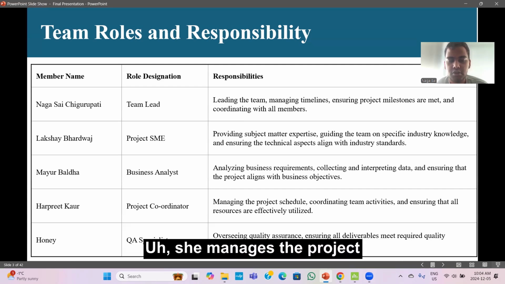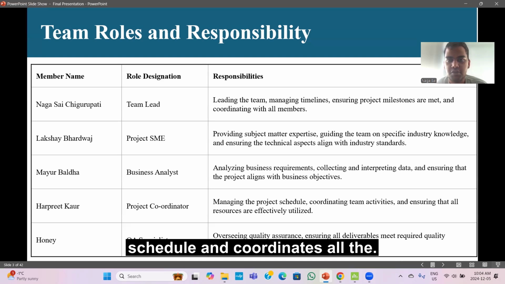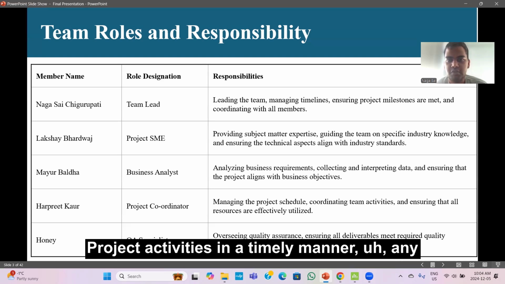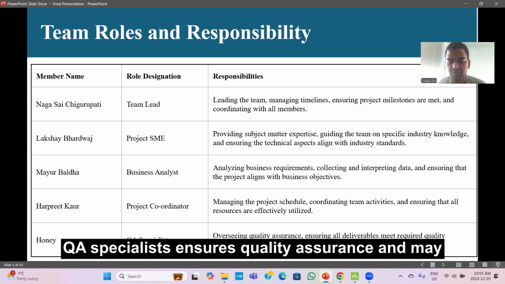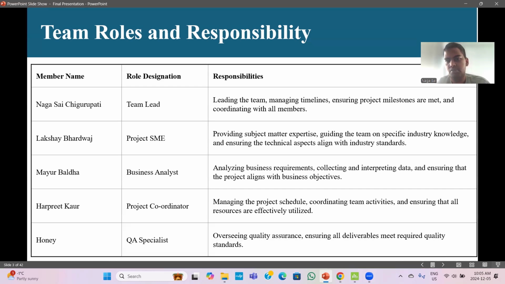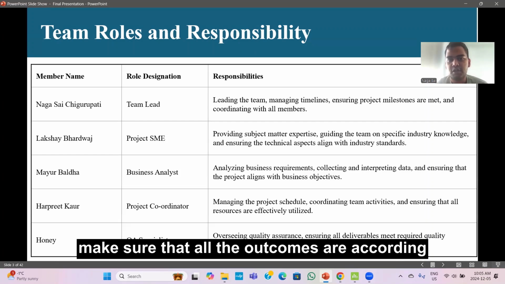Harpreet Kaur manages the project schedule and coordinates all the project activities in a timely manner. Honey, QA specialist, ensures quality assurance and makes sure that all the outcomes are according to the standards specified by the customers.